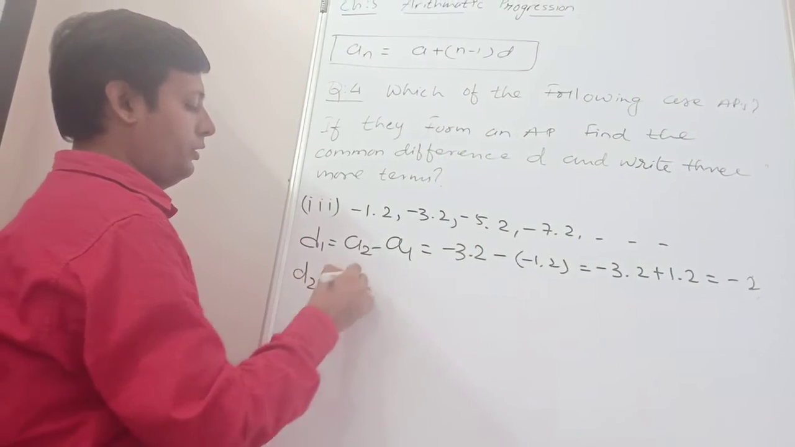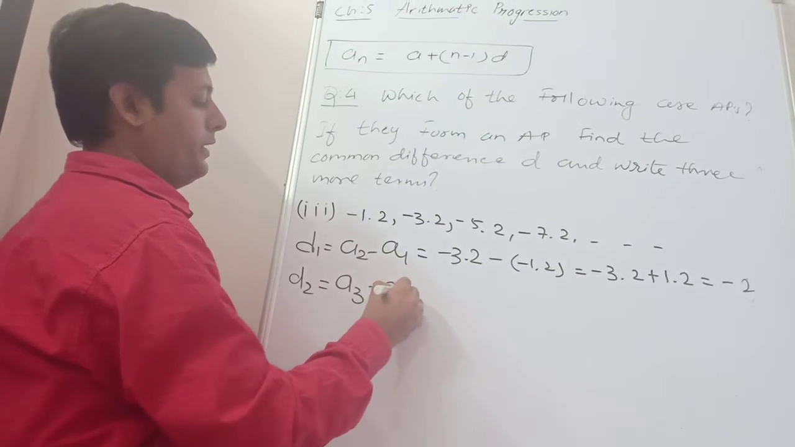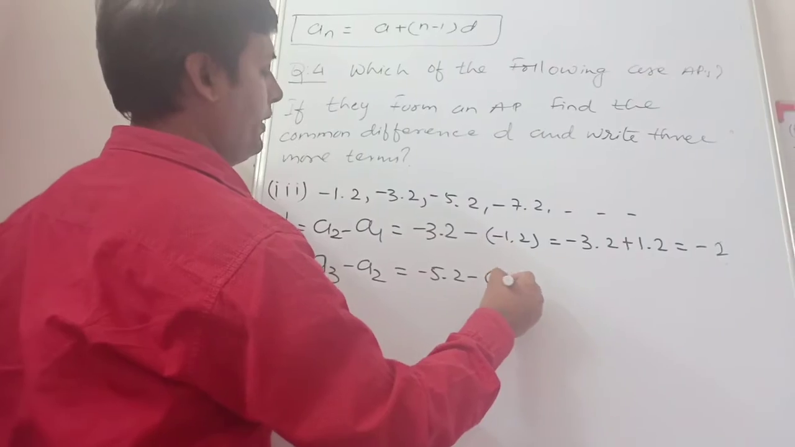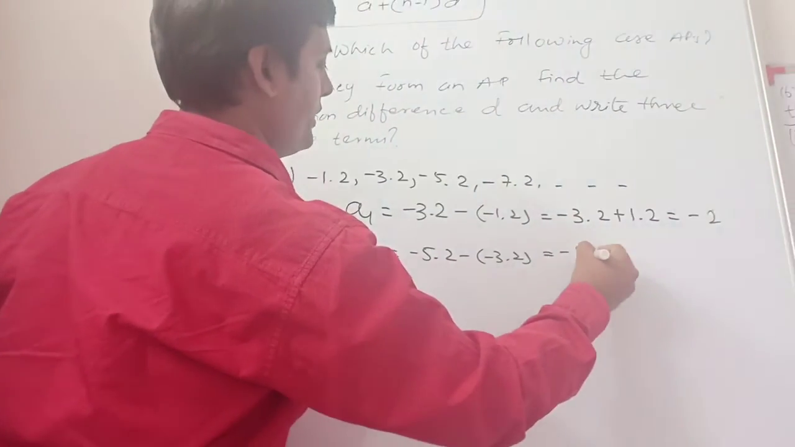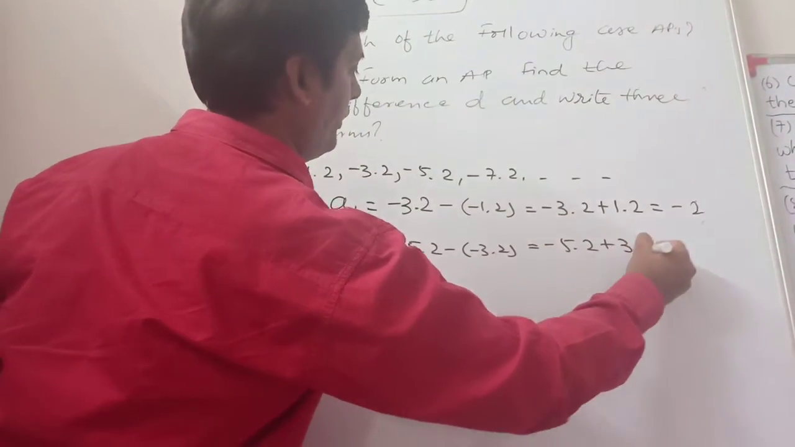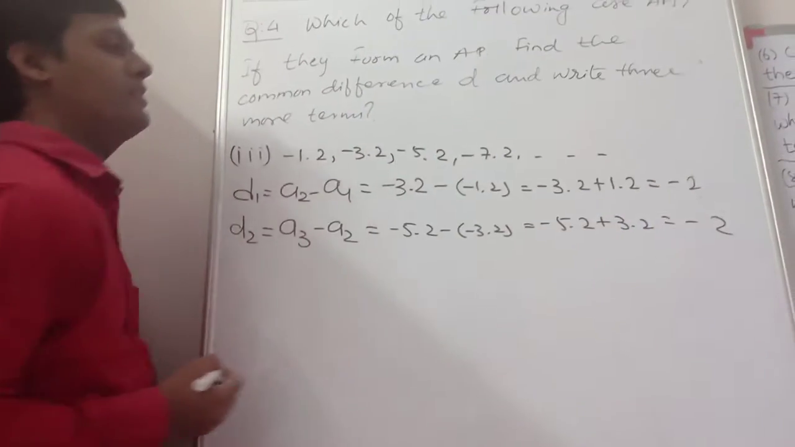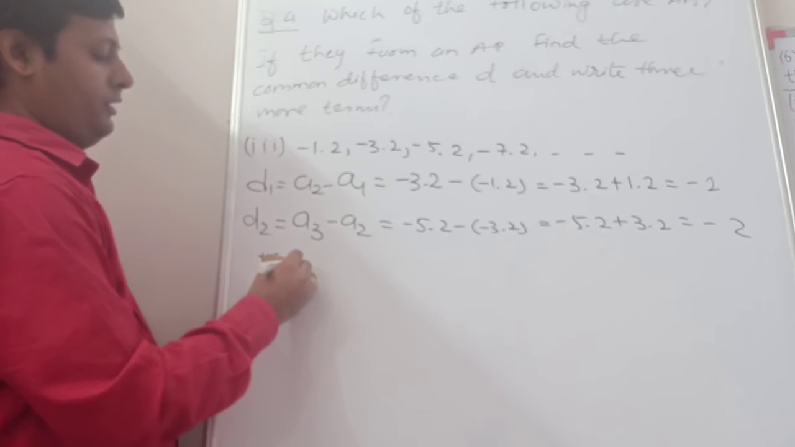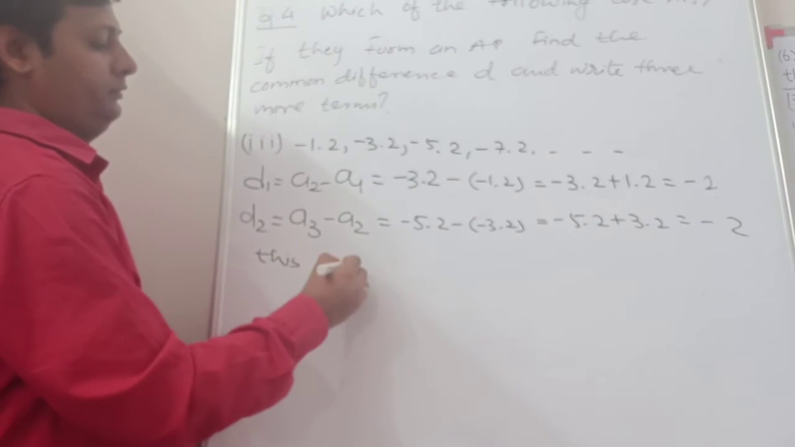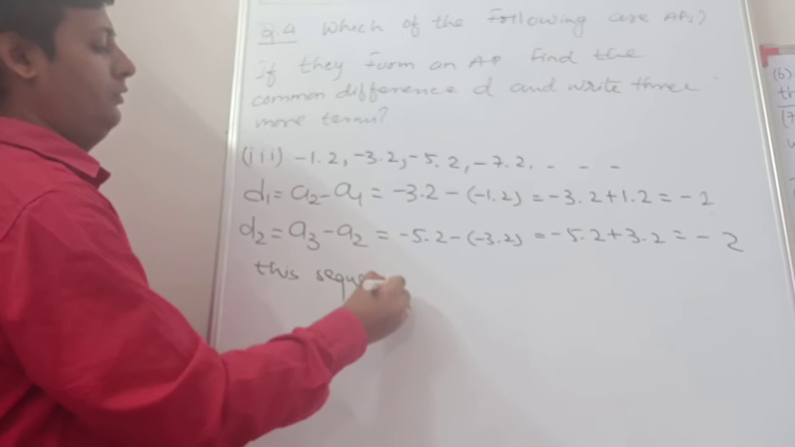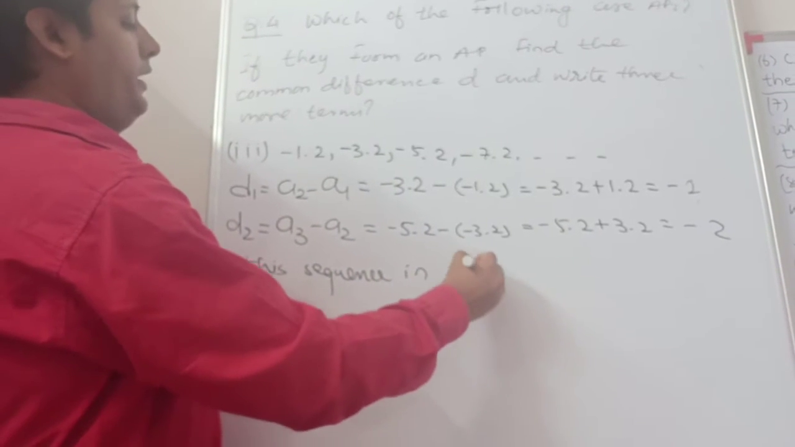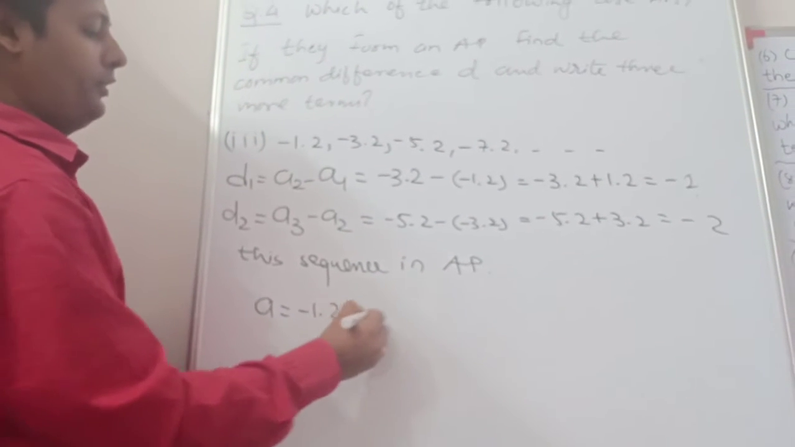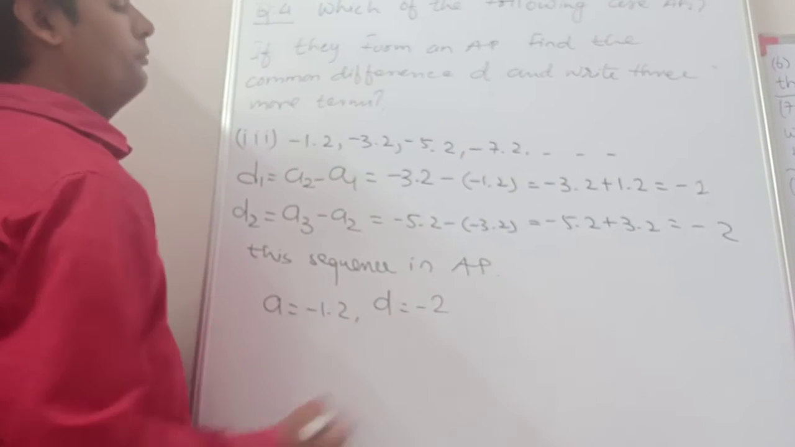Okay, second D2. Yani third term minus second term. Okay, so minus 5.2 minus into minus 3.2. So minus 5.2 plus 3.2, we got minus 2. So differences are same. So this sequence is in AP, right? So, chalo, A is equal to minus 1.2 and D is equal to minus 2.